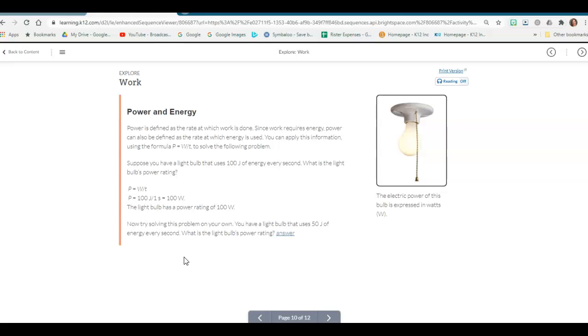So suppose you have a light bulb that uses 100 joules of energy per second. What is the light bulb's power rating? So P equals work over time. That would give you 100 joules divided by 1 second, which equals a 100 watt bulb. So the light bulb has a power rating of 100 watts. So you can try doing another problem like that, and just practice doing those math calculations.